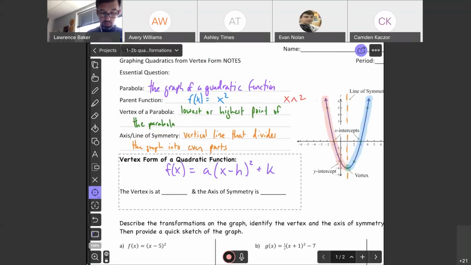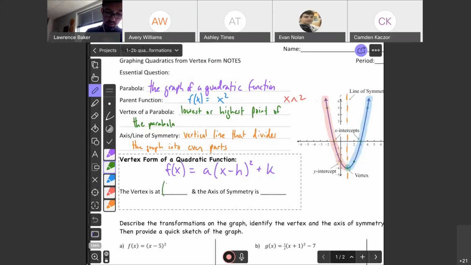So the vertex, where did I find the vertex? Well, remember the vertex is supposed to be at 0, 0 for the parent function. But if we drag it around, this graph has been shifted to the right 1 and down 4. So now its vertex is at negative 1, 4. Well, here's my left shift and right shift. Here's my up and down shift. So those numbers, the h value and the k value, will tell you where the vertex is, okay?